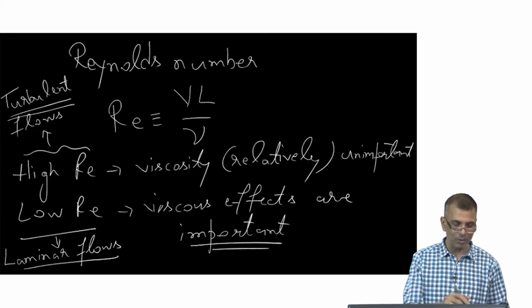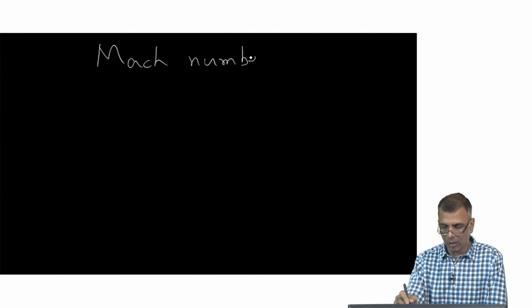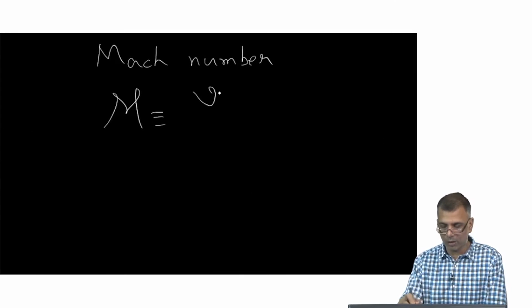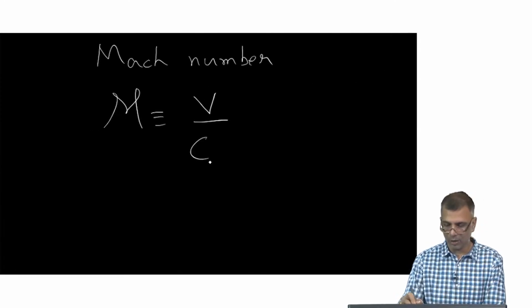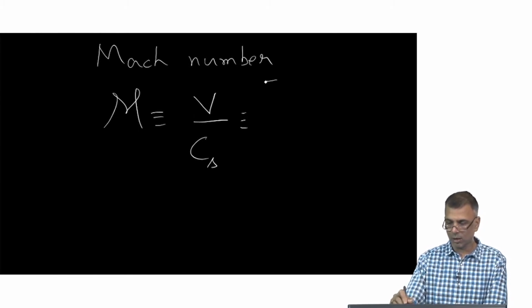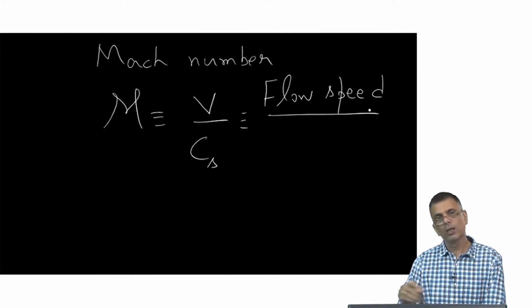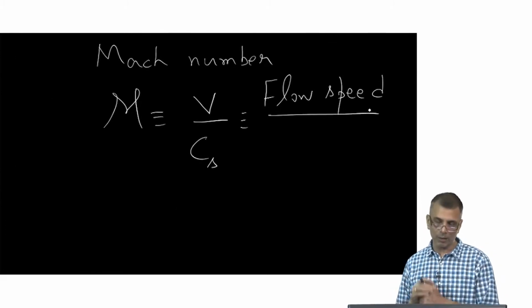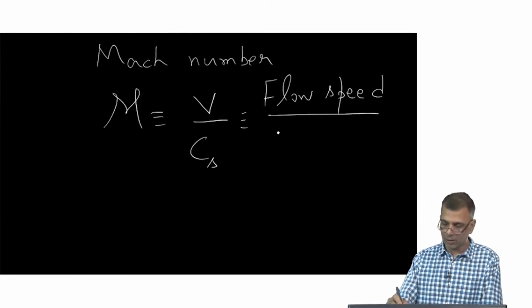The next dimensionless number we introduced was the Mach number, generally denoted by a script M, which is the ratio of flow speed, or to be really correct, some sort of characteristic speed in the flow, to sound speed.